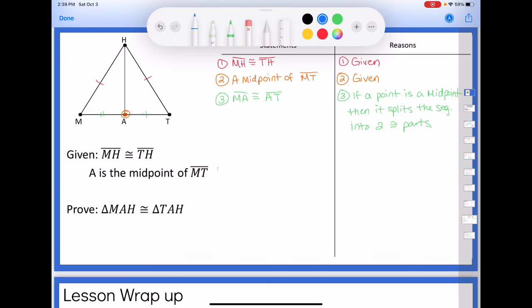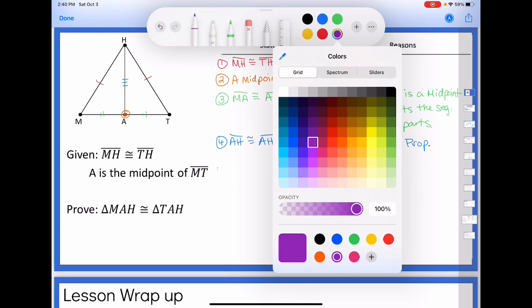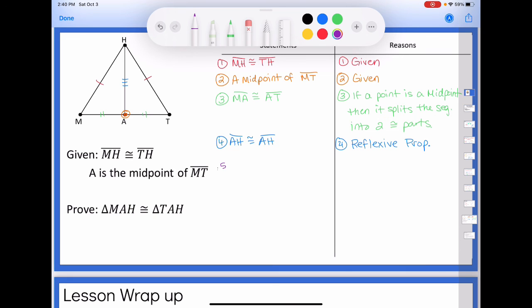If it was side, side, side, I would need this. Now, AH is congruent to AH because of the reflexive property, right? So that's what we would need in our proof. This is why we have to have the reflexive property. And all we write for our reason is the reflexive property, and that's it. There's really no way to write that in if-then form, so we just say reflexive property. And now I can see that all three pairs of corresponding sides are congruent.